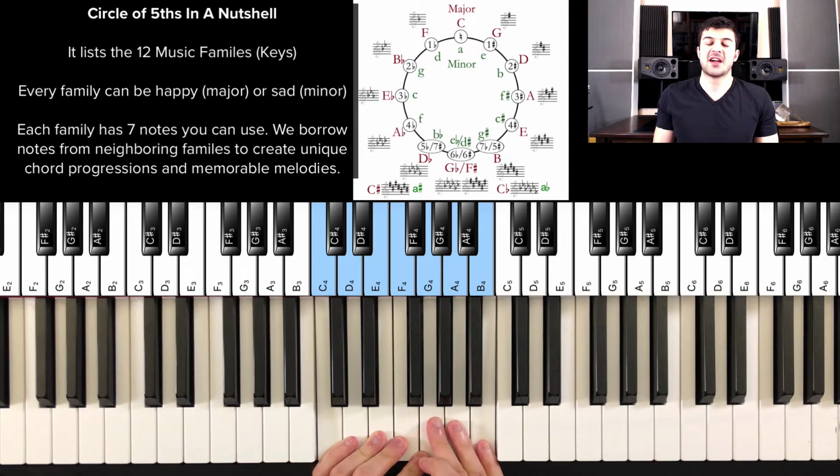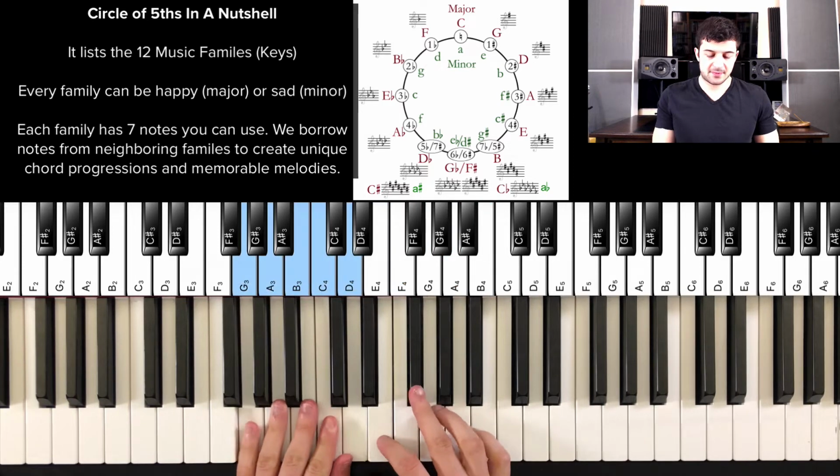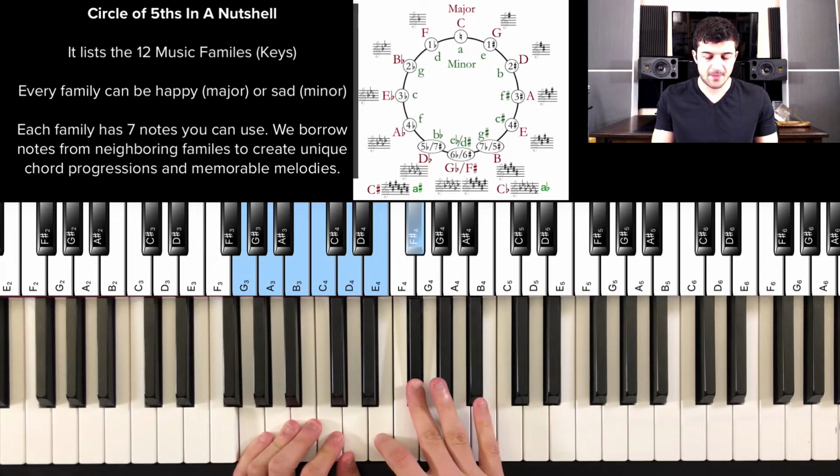But the reason why scales actually matter is because we need the 7 notes per key. So when we look at the 7 notes right here, it's all white keys. There's no sharps and there's no flats. Now, if we move one to the right and play in the key of G, the notes are this. These are the 7 notes. Now, notice one thing that stands out.